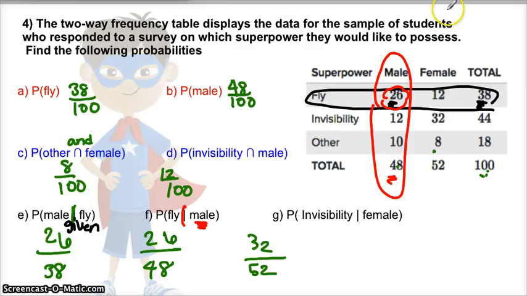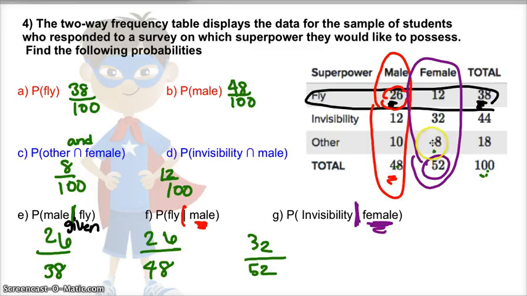And then letter G, find one more color here. The probability of picking somebody who is choosing invisibility given that all the females have already been selected. So look only at the female column, all 52 of them. How many of those females would like invisibility? It's 32 out of 52.